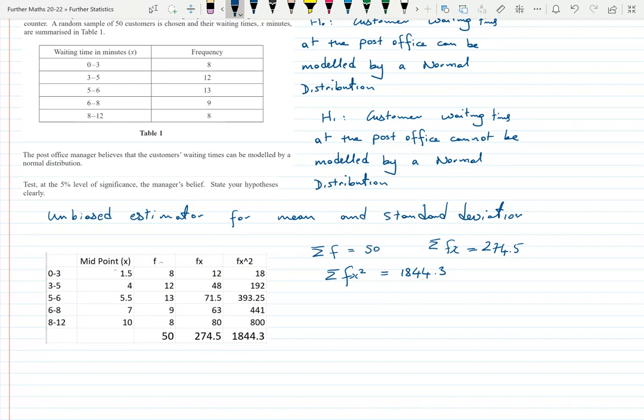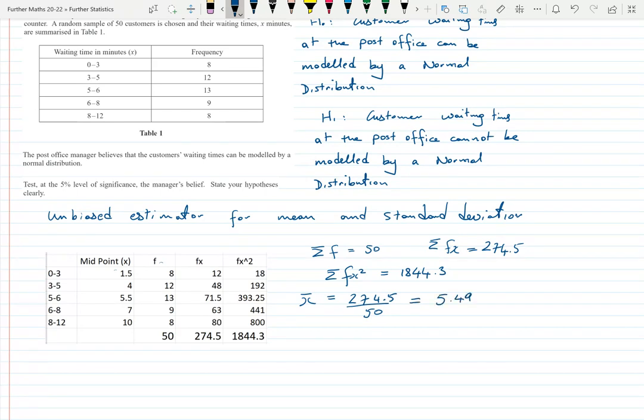Okay, so that means x bar is easy enough. X bar is just going to be sigma fx, the total of all the data, divided by the total frequency. So that comes to 5.49.